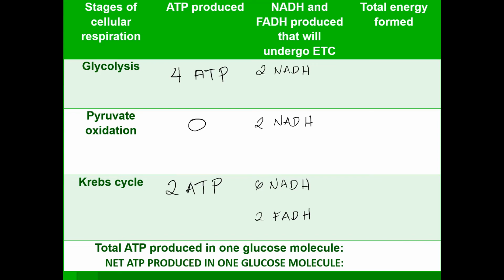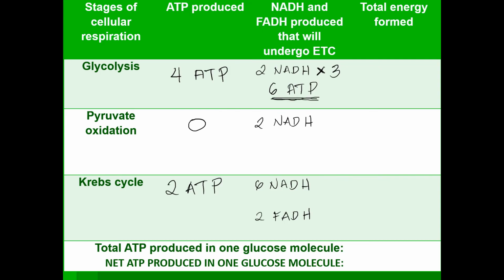be converted into ATP. Now, take note, class, that a single NADH molecule is equivalent to 3 ATP molecules. So for glycolysis, the 2 NADH molecules, we will be multiplying by 3. So the answer will be the total ATP that will be produced when the NADH produced in glycolysis will undergo electron transport chain. So 2 times 3, the total is 6 ATP molecules.